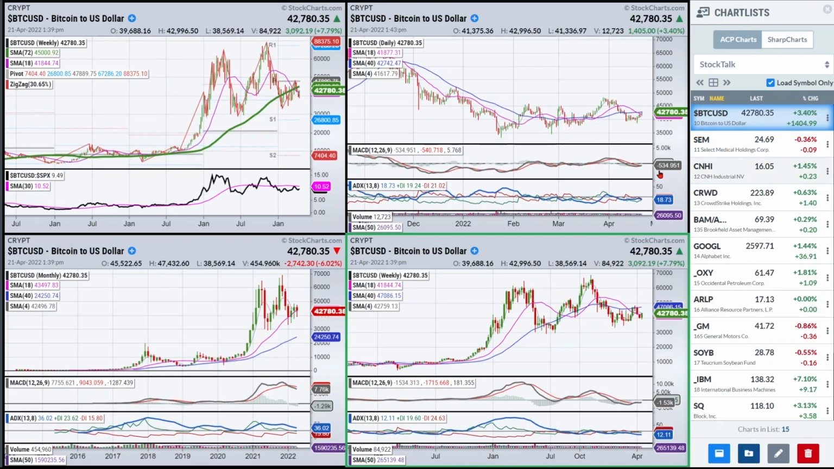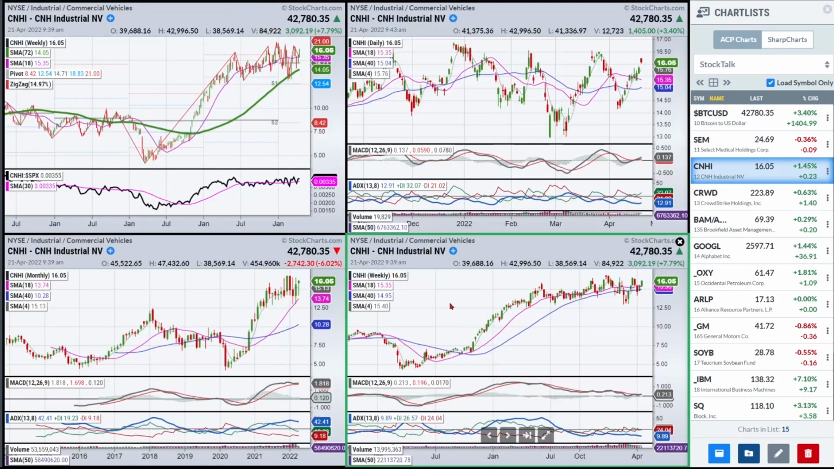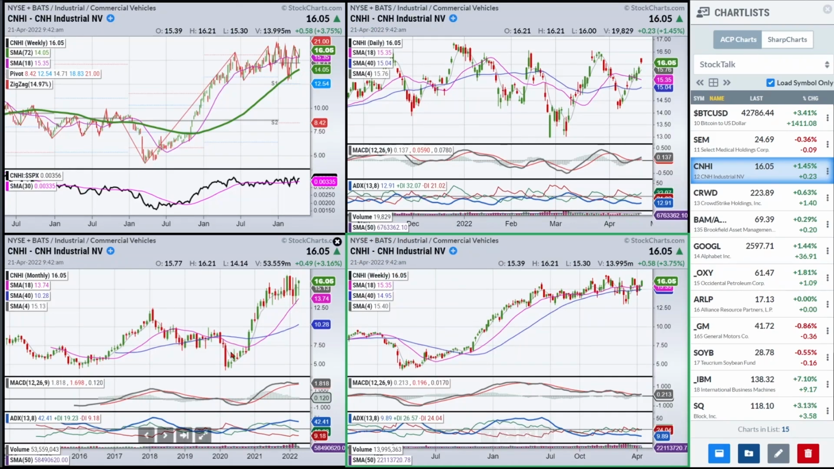Okay, let's get into the next stock here, CNHI. So the stock made a really strong move on the monthly and has worked its way sideways. We have good momentum conditions on the monthly. I like the fact that this held the 18-month line. What I don't like is all the volatility, a lot of movement and kind of wild swings.